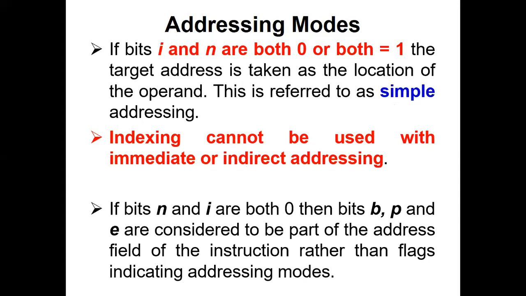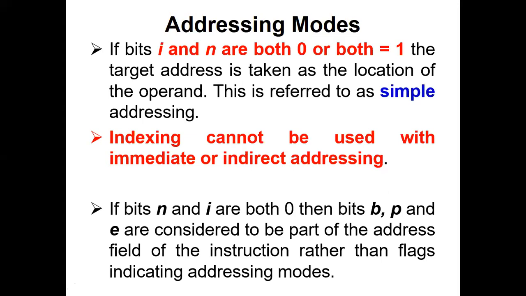When both bits N and I are both 0s, I hope I am clear now, that when the bits N and I are both 0s, then it means that B, P, and E, we don't consider them as base or program counter or format 3 or format 4.